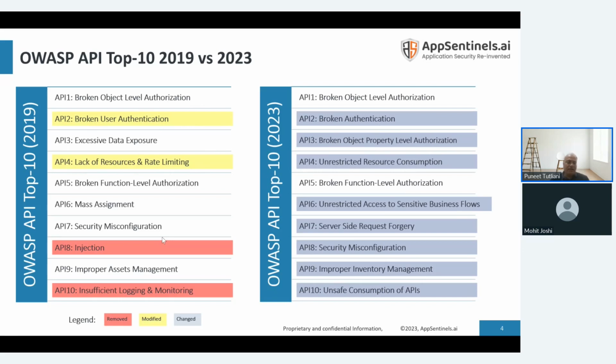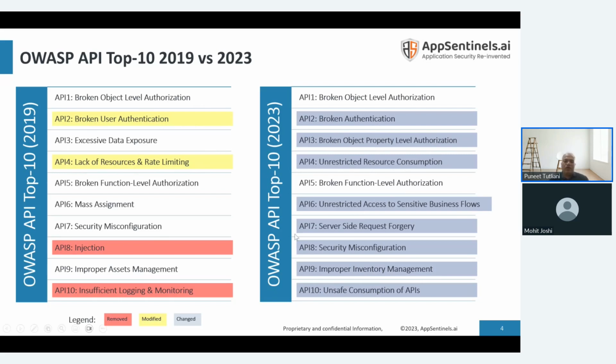There are few things which have been removed from 2019 because as the OWASP community went through the data and the attacks that were submitted to them for analysis, they realized that injection is not that big an issue with APIs. Similarly, insufficient logging and monitoring is not very relevant for API security, and they decided to remove these two techniques from the new 2023 list. And they have modified a number of other techniques, which we will dig into in the next slide.